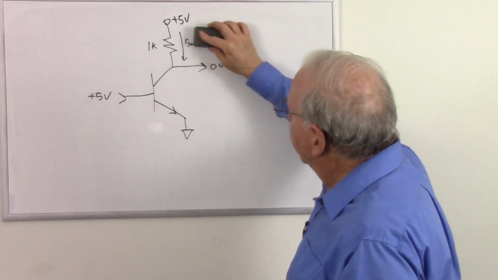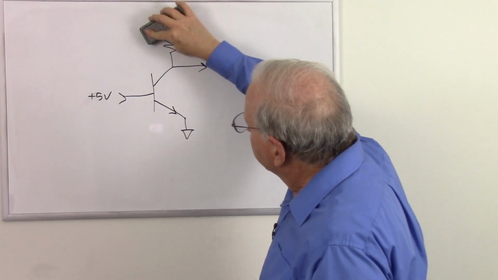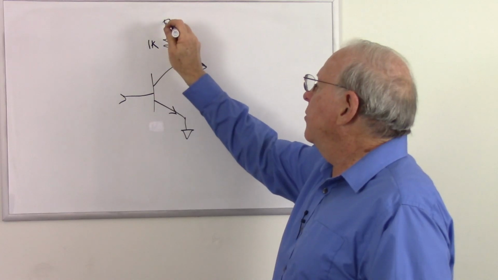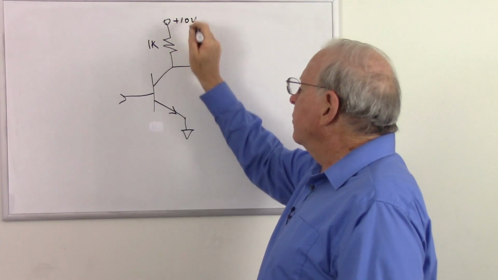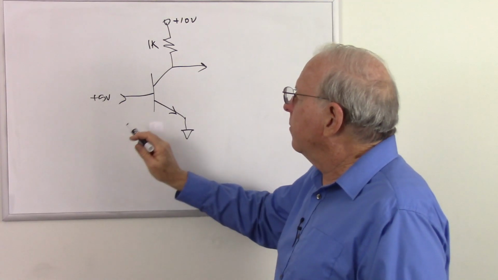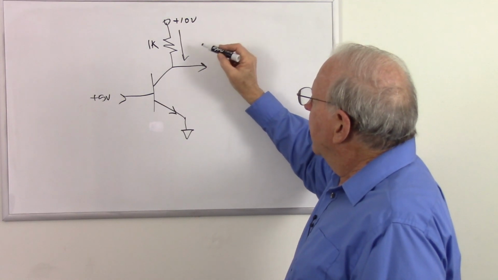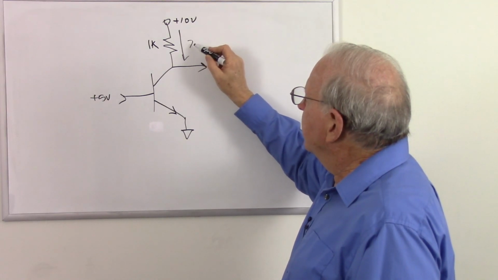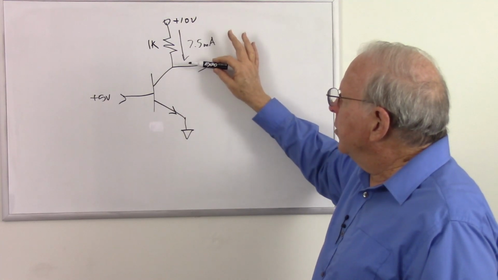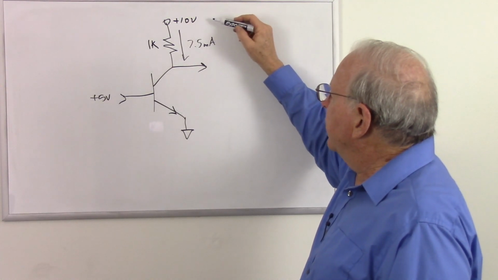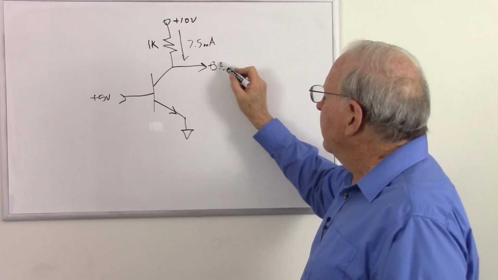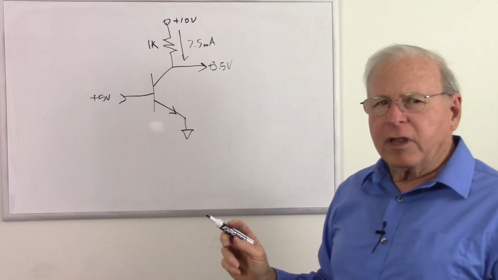Let's make it a little more complicated by changing some of these values around a little bit. So let's leave this at 1K. Let's make this 10 volts. And let's say with plus 5 volts here, we have a current of 7.5 milliamps. So 7.5 milliamps across 1K, we're going to lose 7.5 volts. That's going to leave us with 3.5 volts on the collector. Looks like we lost voltage, doesn't it?